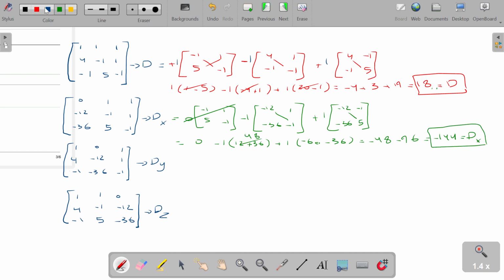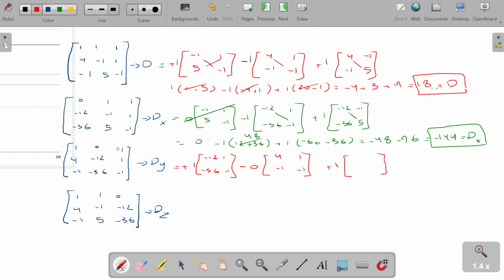Okay, next we're going to go to dy. Again, list the numbers of the first row, which is 1, 0, and 1. This will be positive, negative, and positive. And we make our matrix here, 2 by 2. Okay, I covered the first row and the first column. I will have negative 12, 1, negative 36, and negative 1. Next one, I cover this row and this column. I will have 4, 1, negative 1, and negative 1.